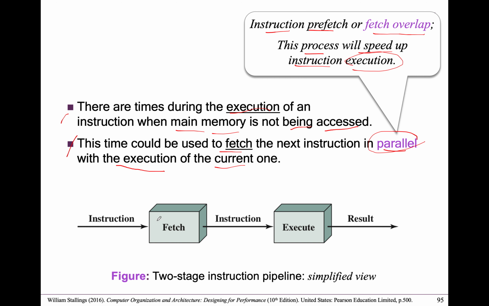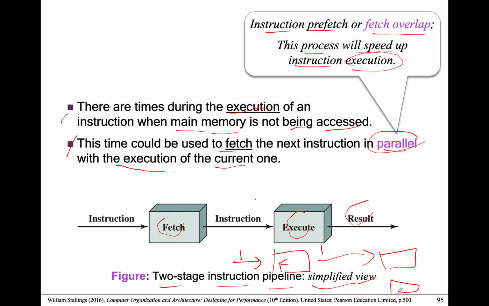See what the purpose is? Instruction fetch, instruction execute, and then of course you have the result. This is the two stages of the instruction pipeline, simplified view. If you have this one segment, and you have another segment, of course you start over here with your fetch, instruction, and then execute. You have another one, the third, fourth, and so on.